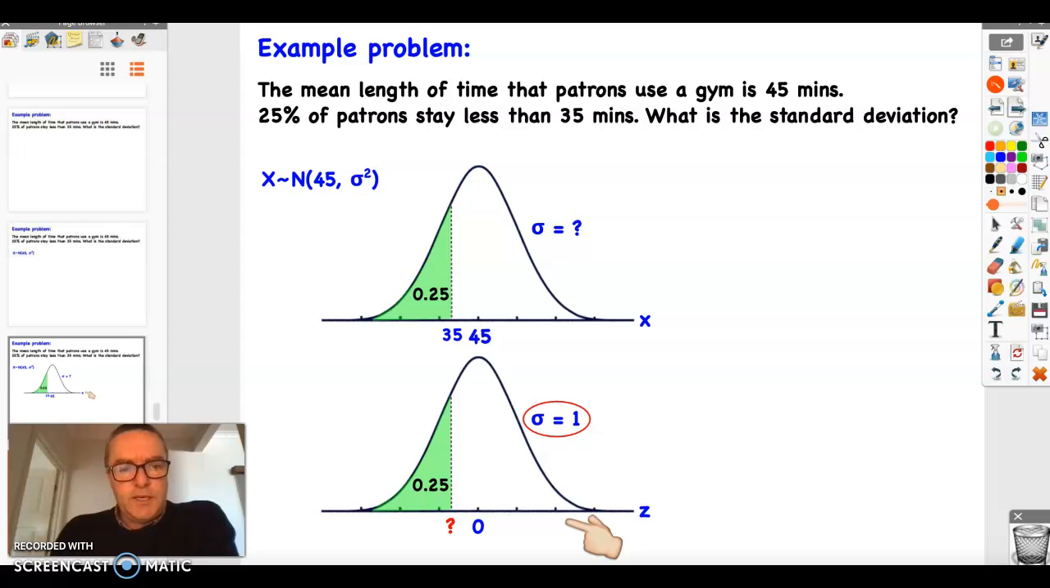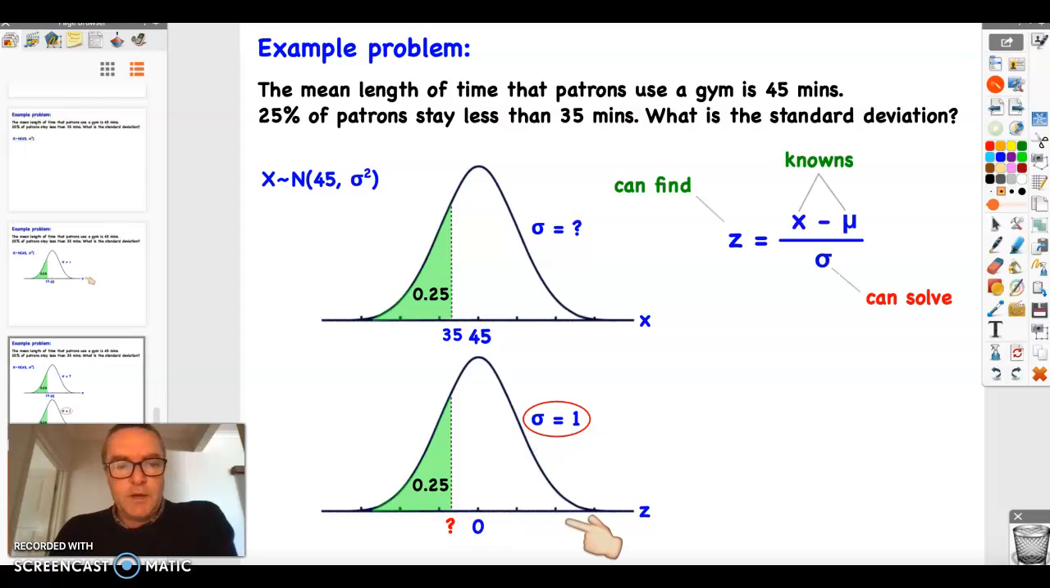And so representing the same information but using the standard normal distribution, where we know the standard deviation and we know the mean, we've got this value of 0.25 and there's some associated value of z, which is really going to represent how many standard deviations 35 is away from 45.